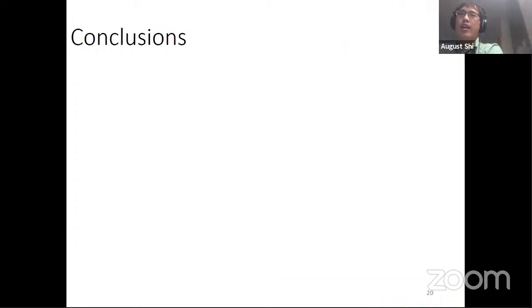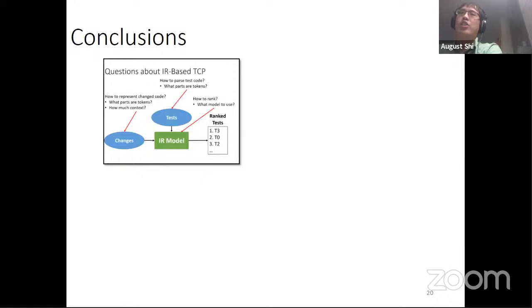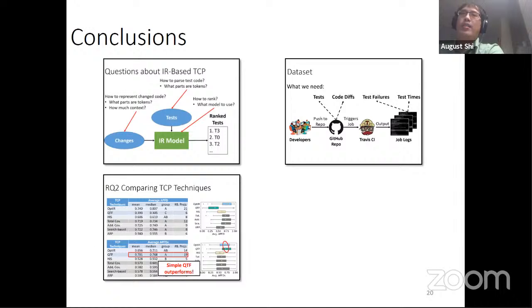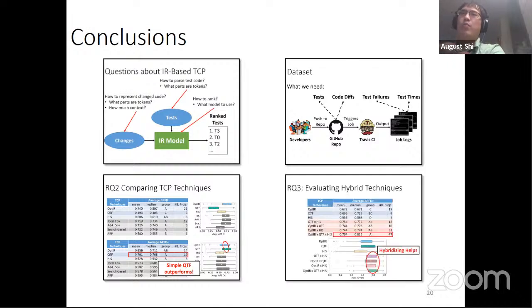So to conclude, today I've talked about IR-based test case prioritization and several questions we have about how we should use it and how we should evaluate its effectiveness. For this work, we present a data set for the sake of properly evaluating test case prioritization with real test failures and real software evolution. We compared a number of techniques with each other, finding that the simple quickest-test-first technique actually outperforms all the other techniques. We also explored evaluating hybrid techniques, finding that hybridizing does really help raise the APFDC scores.